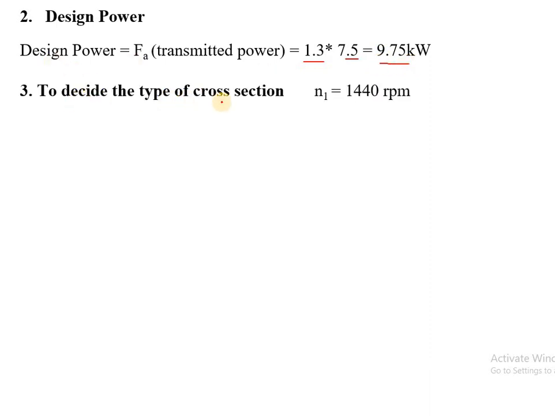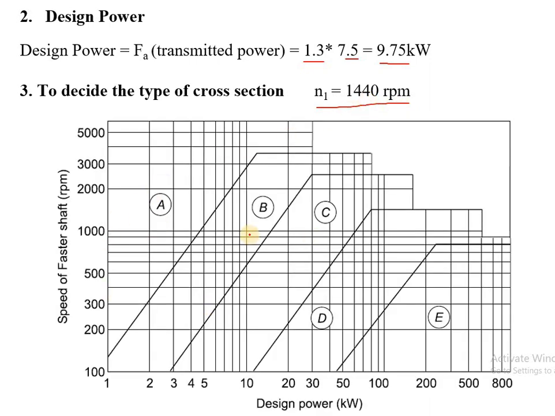Now next is to decide the type of cross section of the belt. As I have told you, there are 6 types of cross section: Z, A, B, C, D and E. Z is for low duty application and normally A, B, C, D, E are used. So it depends on the speed of the faster shaft, that is 1440 rpm. So here is the chart, speed of faster shaft versus design power. Design power is 9.75. So you can say this is for 10 and this is for 5, 6, 7, 8 and 9, 9.75.